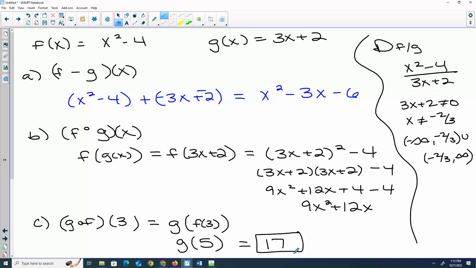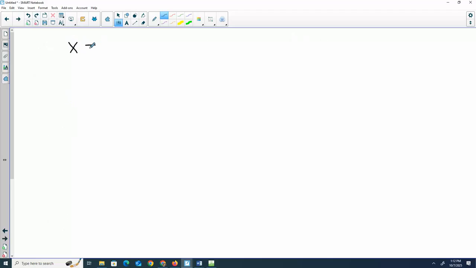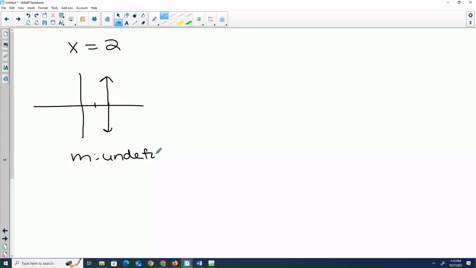What's the equation of a vertical line? X equals, what's the slope of a vertical line? Undefined. Vertical line, so if I say like x equals 2, that's just your vertical line at 2. Slope is undefined. What's your domain? Only x we hit is 2. What's my range?